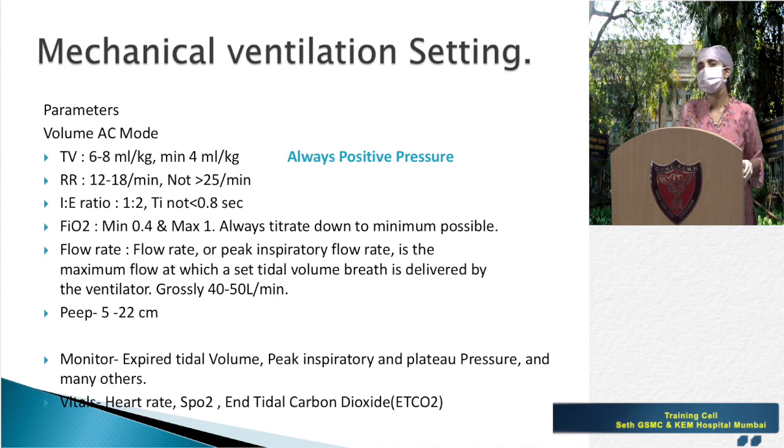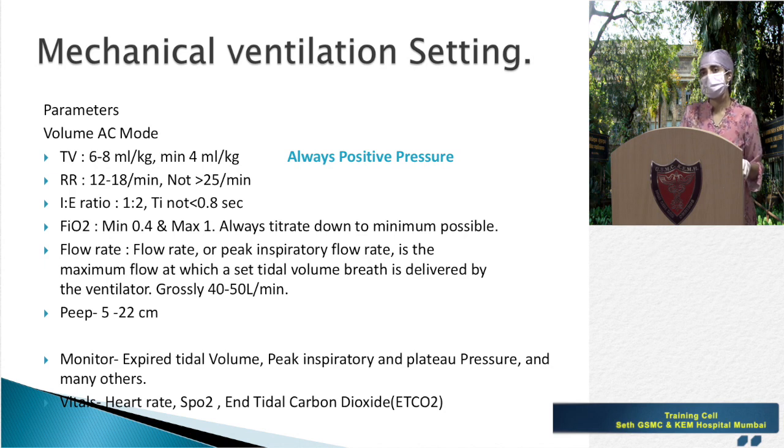So mechanical ventilation settings, commonest in ARDS pneumonia with COVID-19, what we see is a volume AC mode. Tidal volume is 6 to 8 ml per kg, minimum of 4 ml per kg at least. Respiratory rate, obviously to match the minute ventilation, which will depend upon the PaCO2 and the pH of the patient. IE ratio, normal is 1:2, but at least the TI time should not be less than 0.8 seconds. FiO2, you can give up to 100%. Flow rate, but keep minimum possible to get the desired saturation.